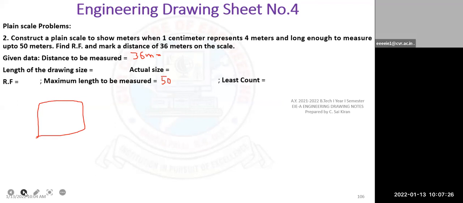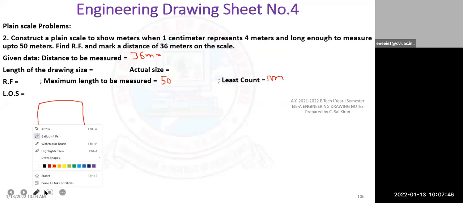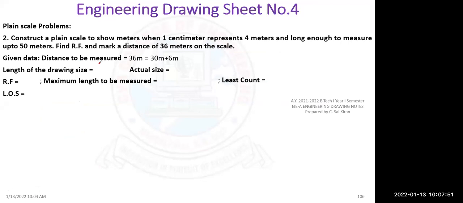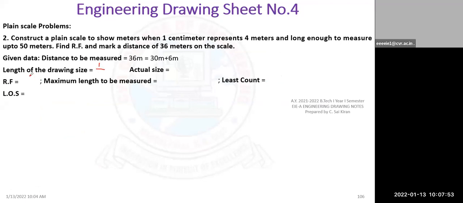Next, what is the least count? The least count is 1 meter. It can measure up to 1 meter. Then you have to find the length of scale value, and to find it, you have to know the RF value. RF is 1 by 400, sir. You got 1 by 400. Okay, we'll check whether it is 1 by 400 or not.